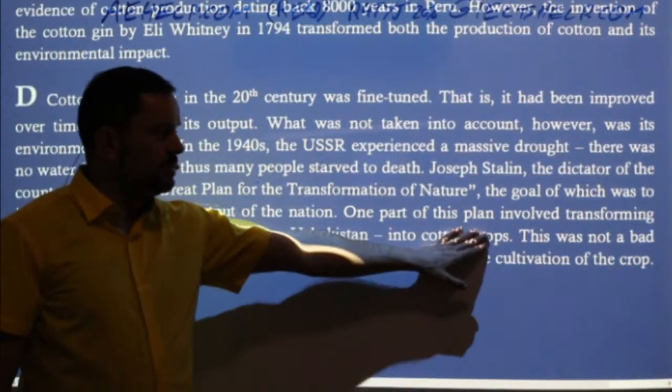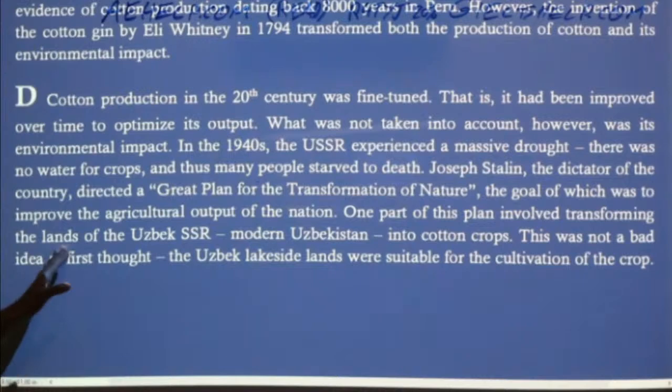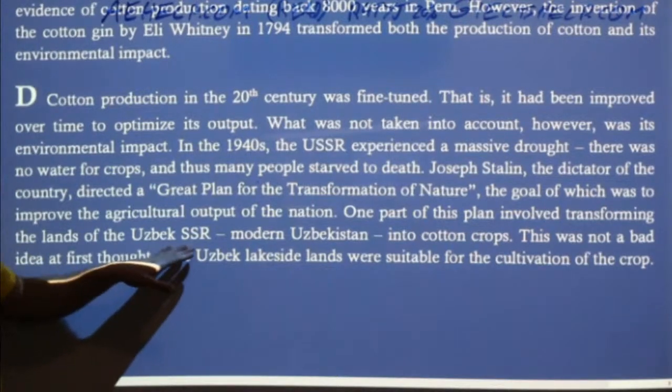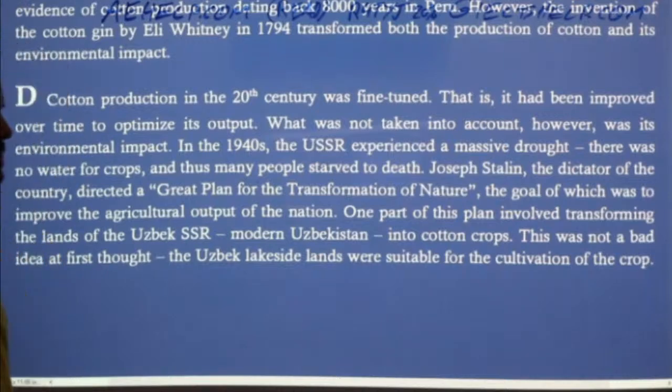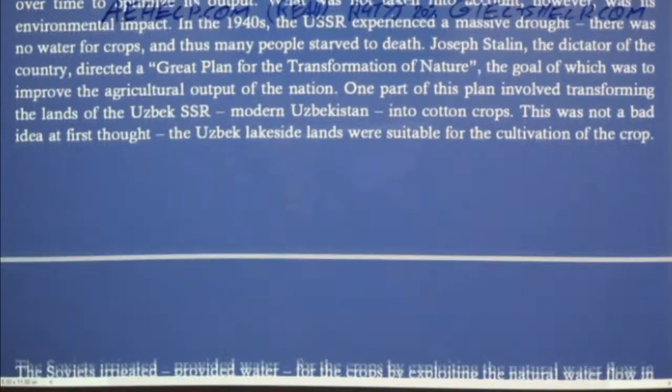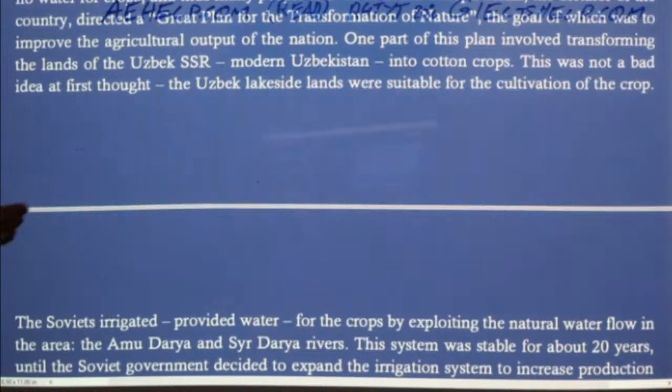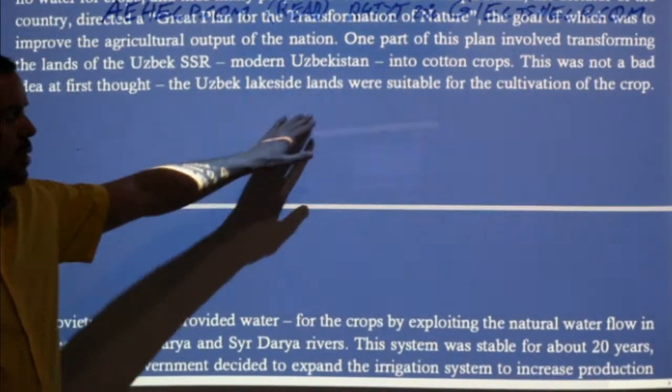One part of this plan involved transforming the lands of the Uzbek SSR, modern Uzbekistan, into cotton crops. This was not a bad idea at first thought. The Uzbek lakeside lands were suitable for the cultivation of the crop.